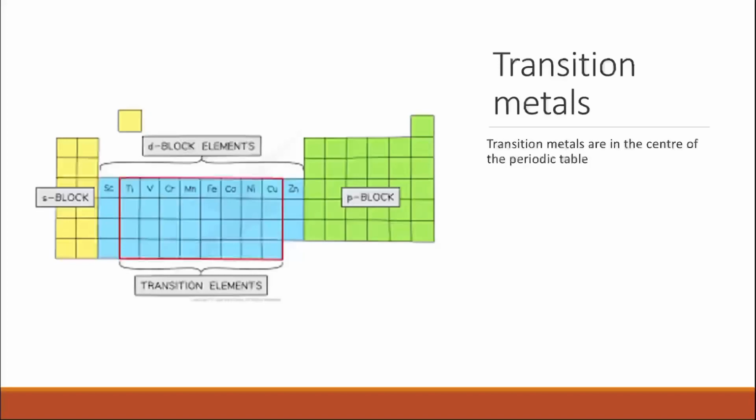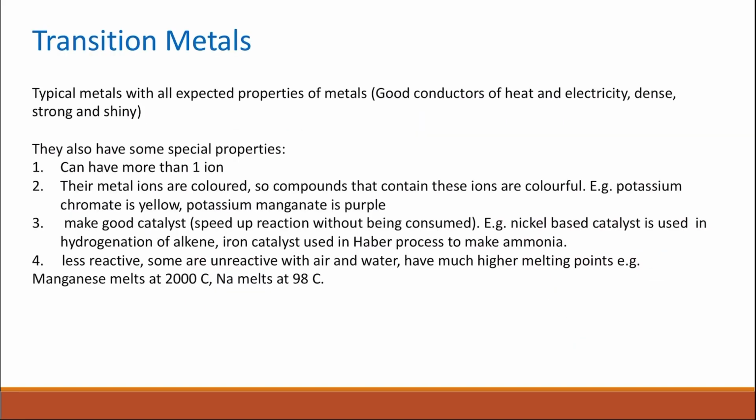So the most important ones that you need to know, and they will probably come at different stages in your specifications, are chromium, manganese, iron, Fe, cobalt, nickel, Ni, copper, silver, Ag, and gold, Au. So these are some of the transition metals, and we're going to talk about their properties and the uses of some of these transition metals.